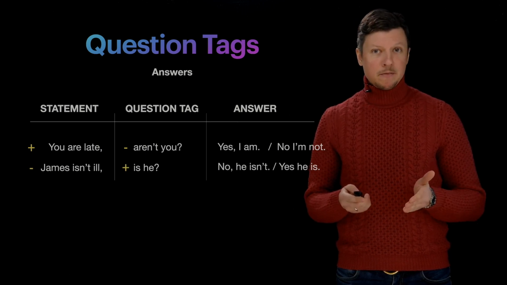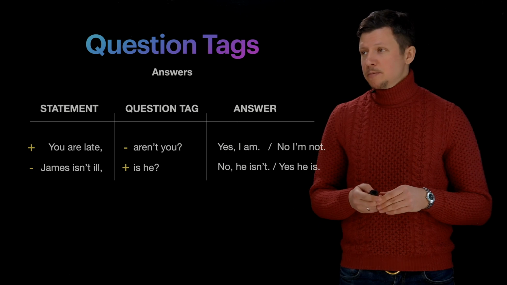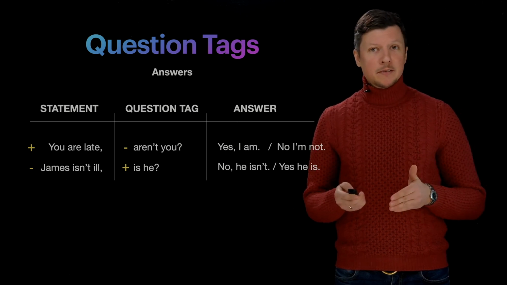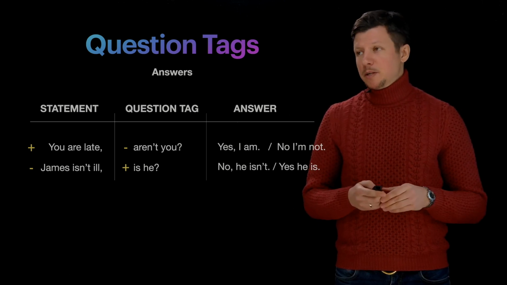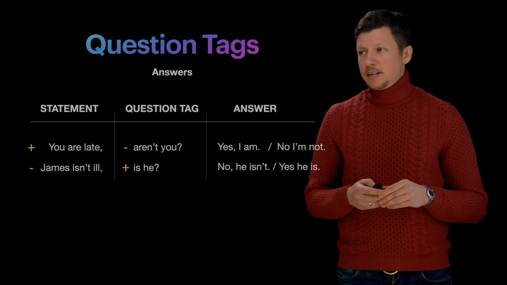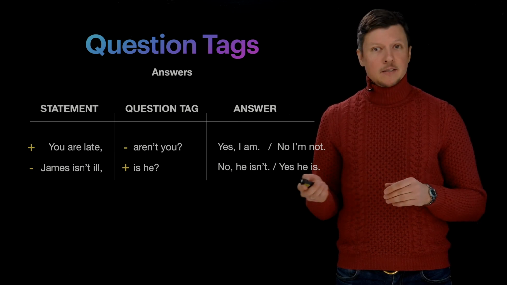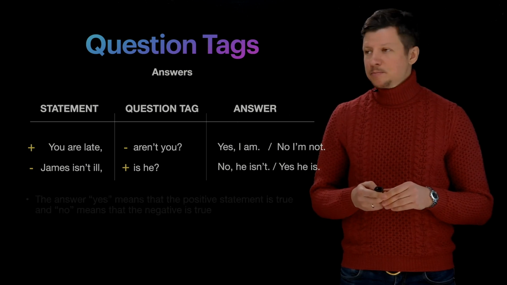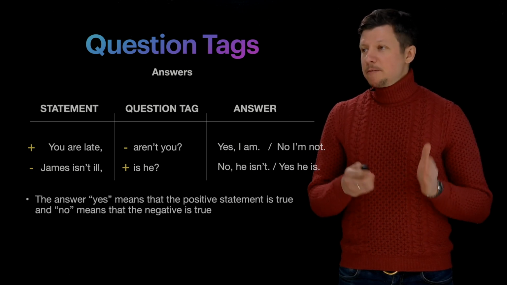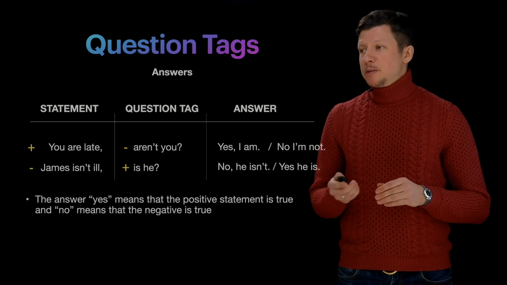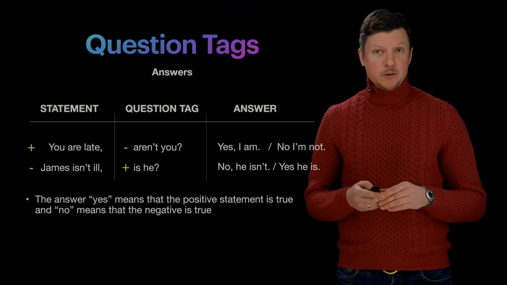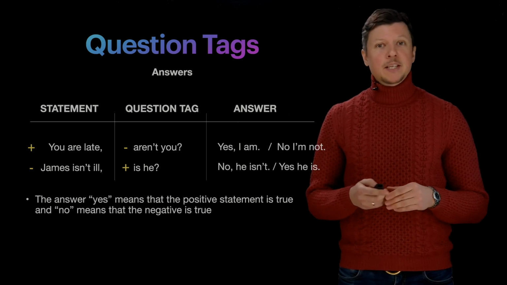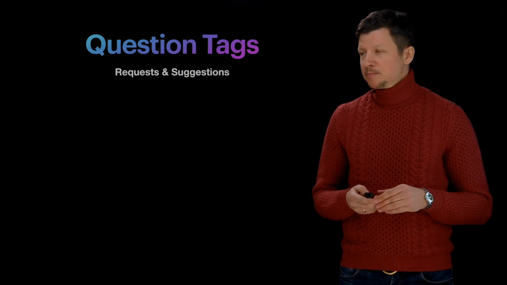James isn't ill, is he? James isn't ill is negative, is he is positive. If I say no, he isn't, I confirm the negative part of the statement. And if I say yes, he is, then I confirm the second part of the sentence. So here is the rule. If the answer is yes, then that means the positive statement is true. If the answer is no, that means the negative is true.